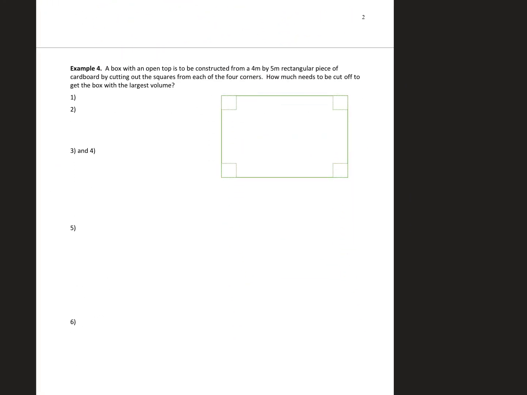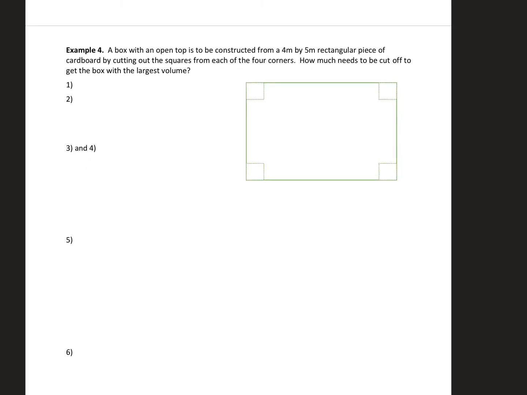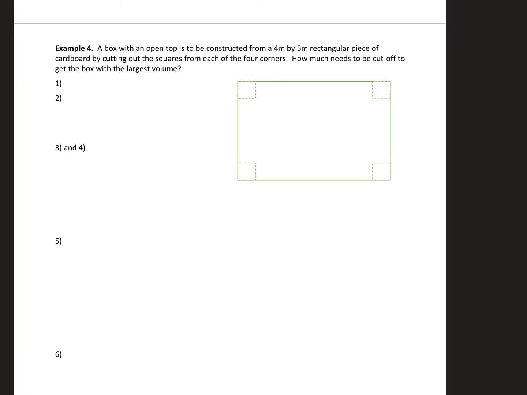Example 4, I'm going to get started on example 4 and then see if I can have you finish the whole thing. This is the box question we were talking about in the beginning. I have a cardboard. I'm going to cut off 4 corners. So it's constructed into a 4 by 5 rectangular box. So 5 meters, 4 meters. That's huge. I'm going to cut off the corners. How much does she need to cut off so the box has the largest volume?